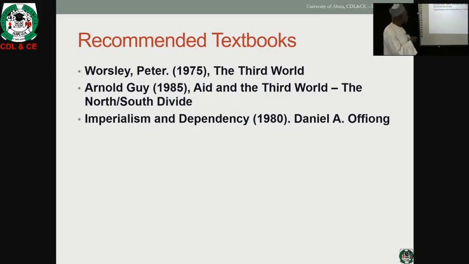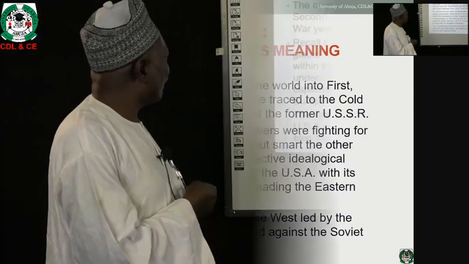There are so many textbooks on this, but I'm recommending The Third World by Peter Wesley. I'm also recommending Aid and the Third World, the North-South Divide. It gives you an idea about the third world, and about the forces impacting on the third world. Then Imperialism and Dependency by Daniel Offiong. As we go along, I'll get some other textbooks so that we will all be on the same page.